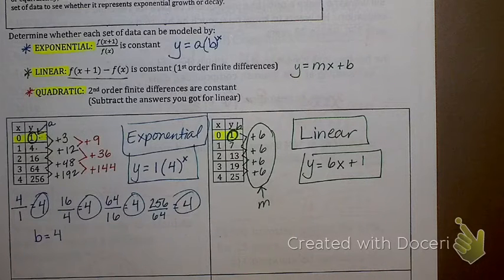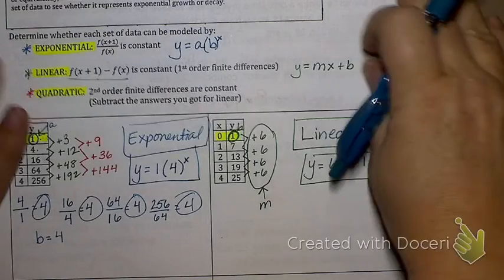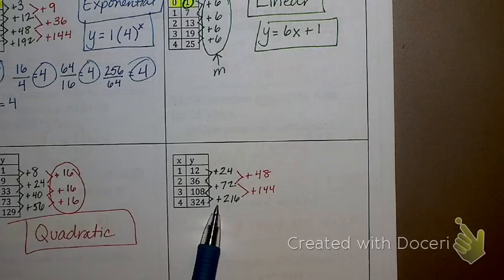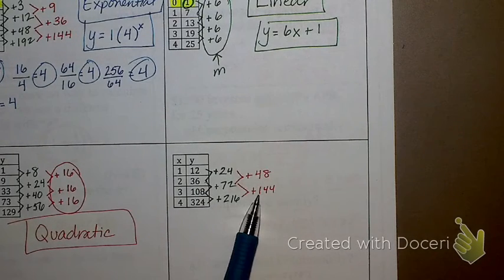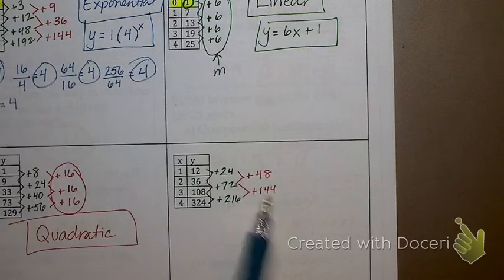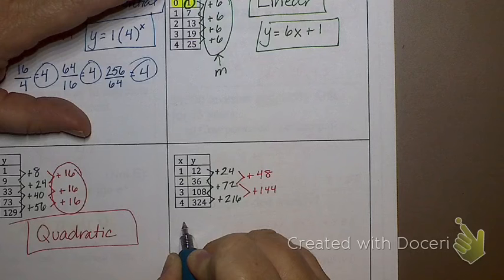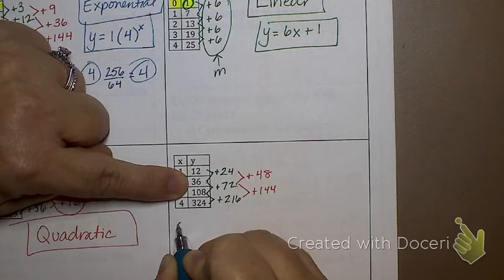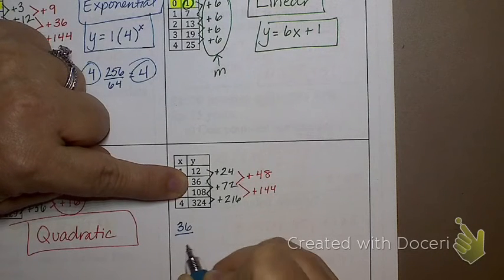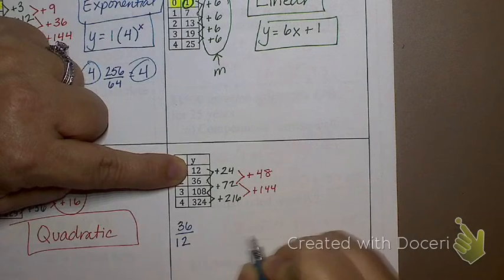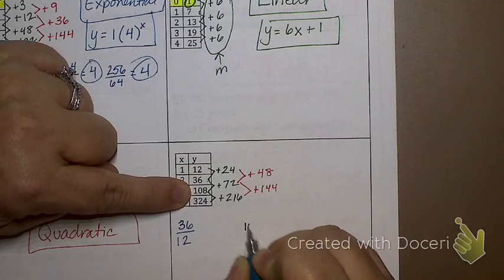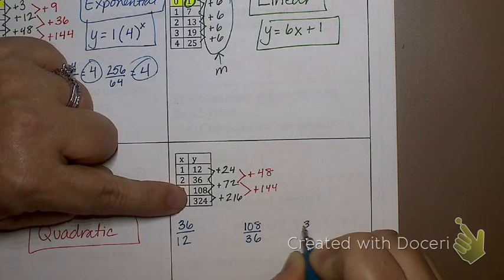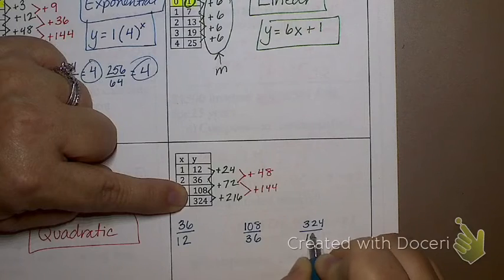Not too bad? Okay, let's check the last one that we haven't qualified yet. We know it's not linear because it wasn't constant here. We know it's not quadratic because it wasn't constant here. So let's check for exponential. How do I set up my first fraction for exponential? I take the second y value and put it over what? 12. And then I'm going to take 108 and put it over 36. And then 324 and put it over 108.